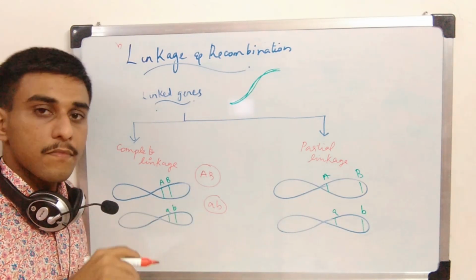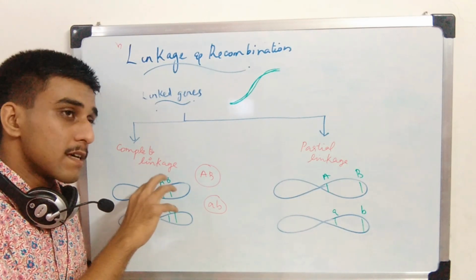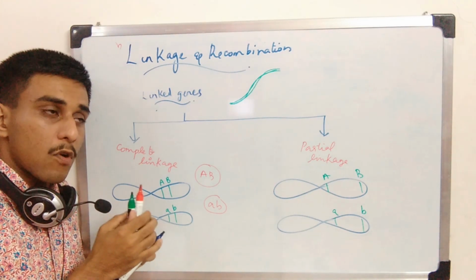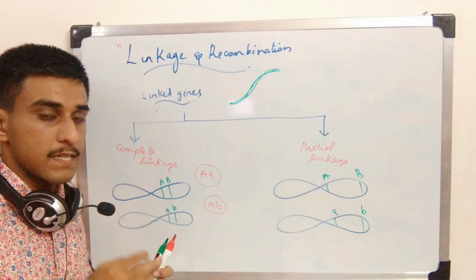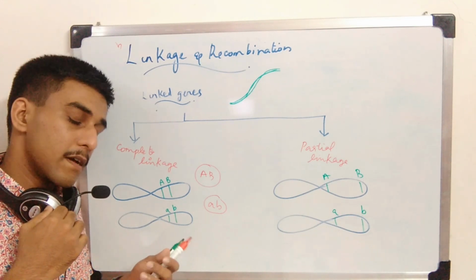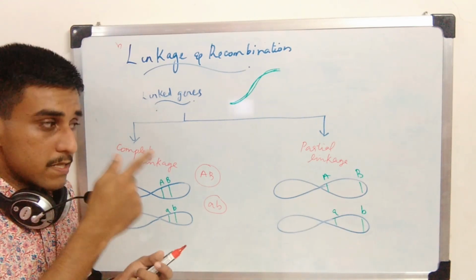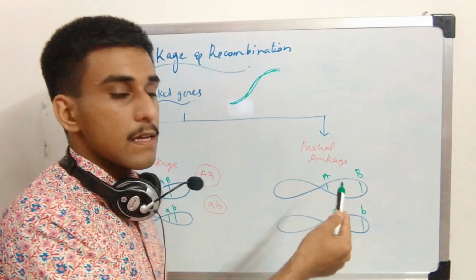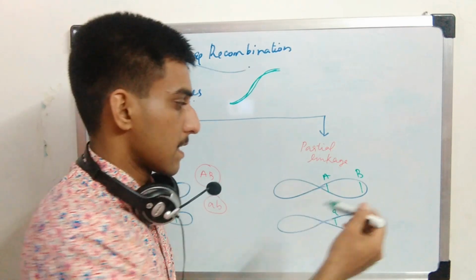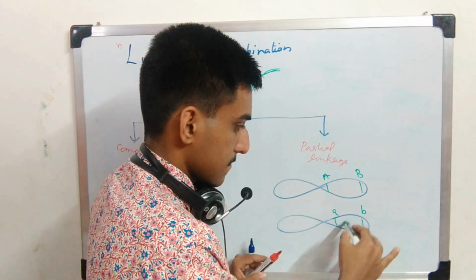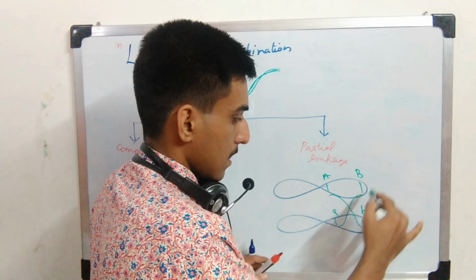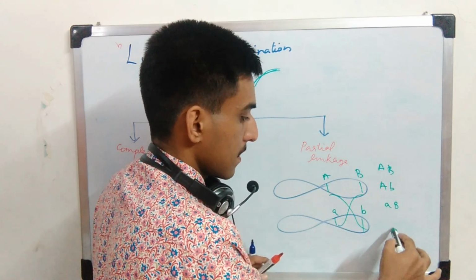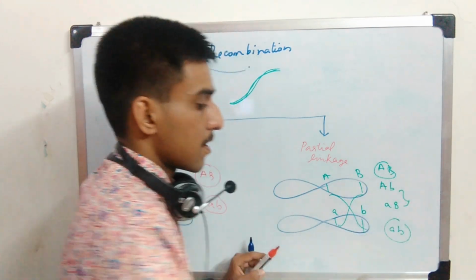That means parental type. The two genes segregate as a unit, they will go together during the formation of gametes because they are in close proximity and the chance of crossing over is very less. But there the chance of crossing over is high. So if crossing over occurs there, then they can form recombinant gametes. So if crossing over occurs here, what will happen? Ab and aB will be formed apart from AB and ab. These are parental, these are non-parental.